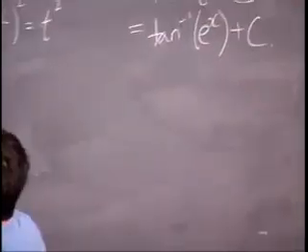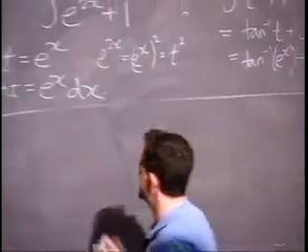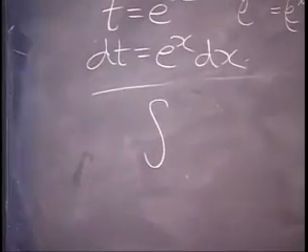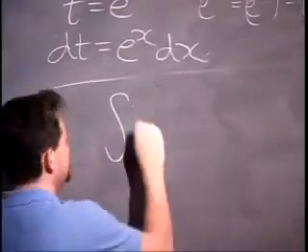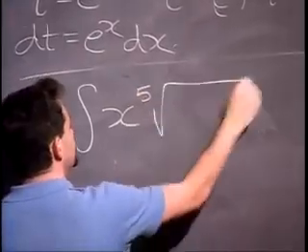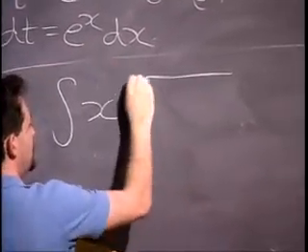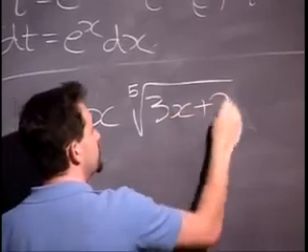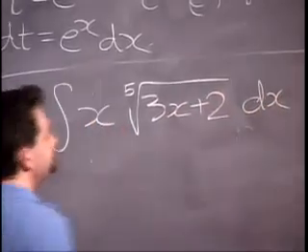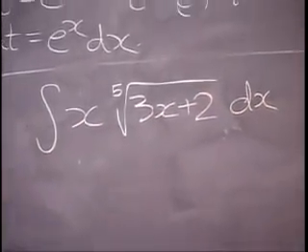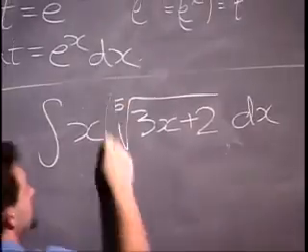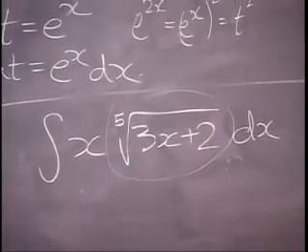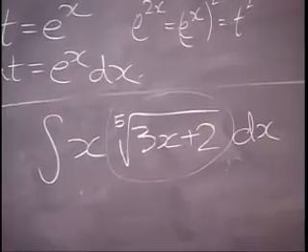All right, let's look at another example. I started 5 minutes late, so I'm going to finish 5 minutes late. Consider the integral of x times the fifth root of 3x plus 2. Well, a good rule of thumb is that if you see an nth root of a linear power, just let t be equal to that.